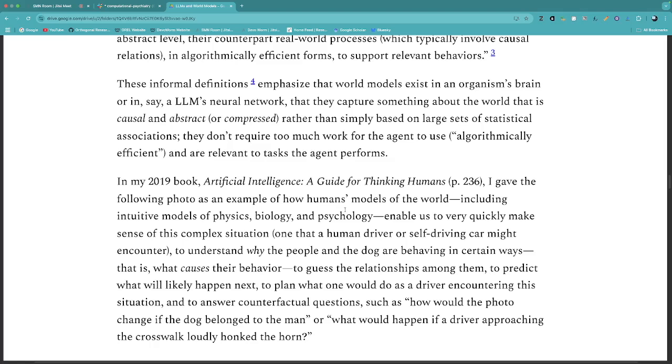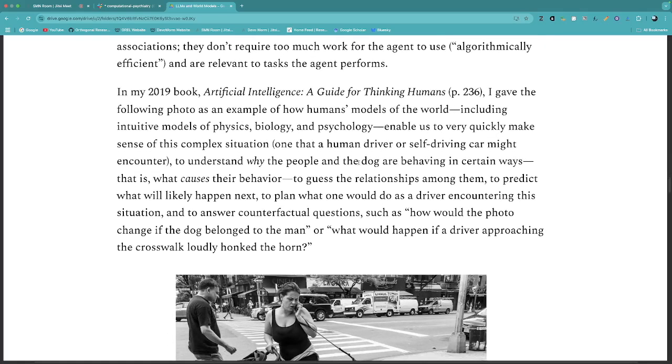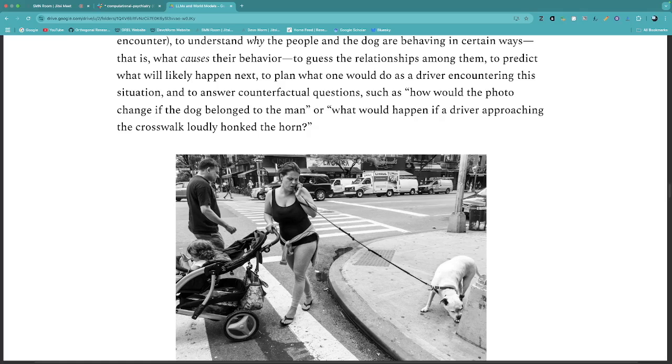And there might be some innate aspect to it, but it's basically very different than formally testing things through hypothesis. Just making these quick judgments about the world based on intuition. So this is where these models enable us to very quickly make sense of complex situations and understand why certain things happen, certain behaviors happen, and what causes these behaviors.